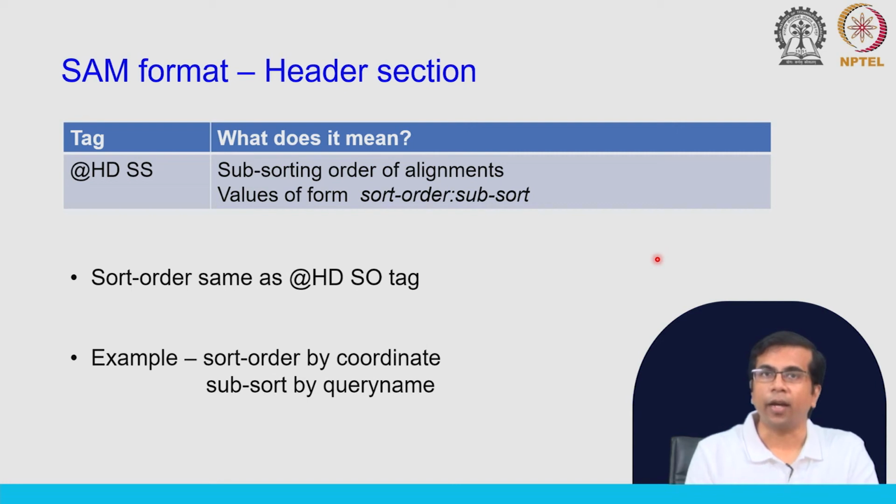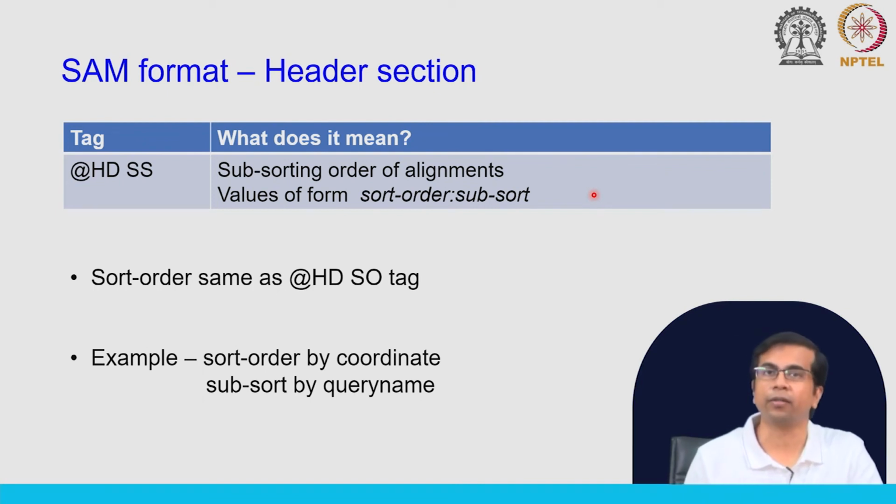So, beyond the SO tag, which is the sorting order, you can also have something called sub sorting order. This is how it will be given: sort order, colon, sub sort. Now, what is this sub sorting? If you have sorted these alignments based on something, for example based on reference position, or the coordinate system where they actually map, you can do a sub sorting after the first sorting using the query name, for example. So, you can have two levels of sorting.